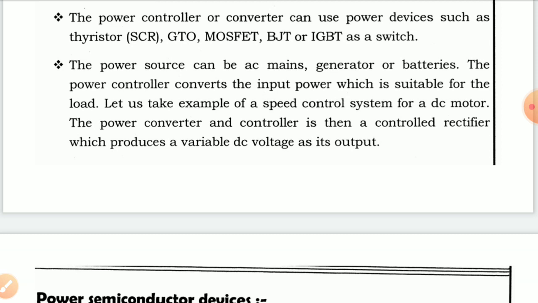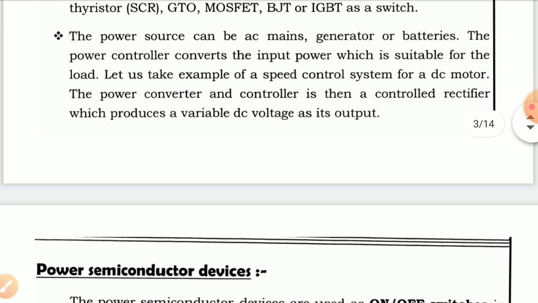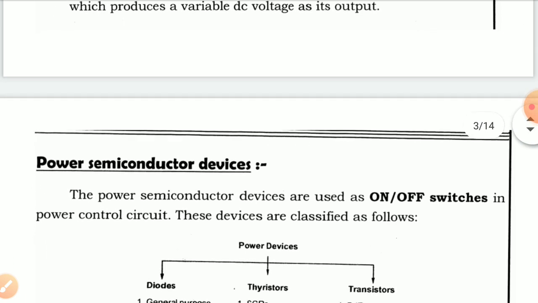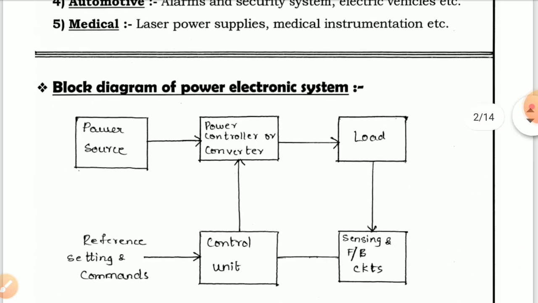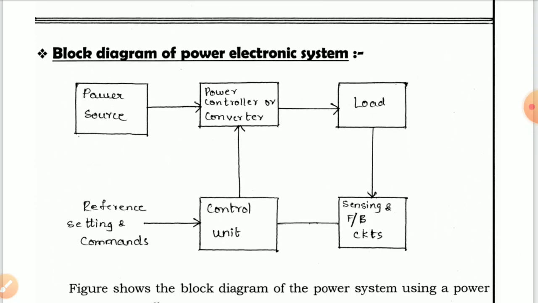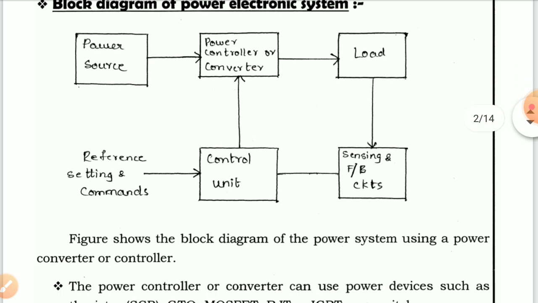Let me take an example of speed control of a DC motor. The power converter and the controller is a controlled rectifier which provides the variable DC source. If we have a DC motor and an AC supply, then the power converter consists of a rectifier which will rectify the AC supply voltage to DC, and then it is fed to the motor. That is the generalized block diagram representation of a power electronic system.